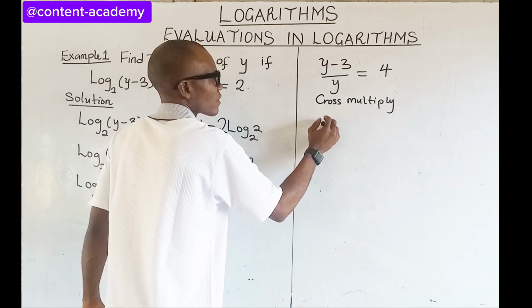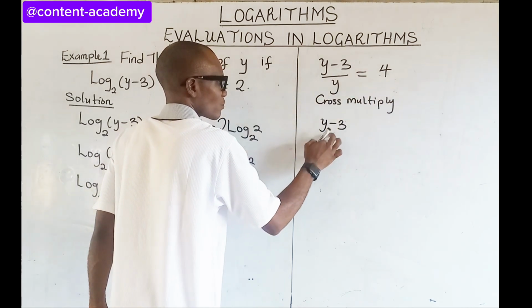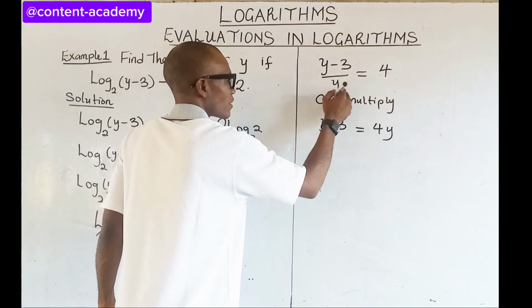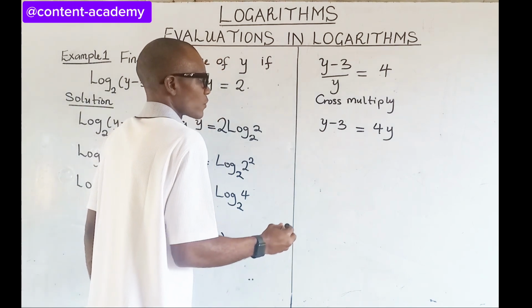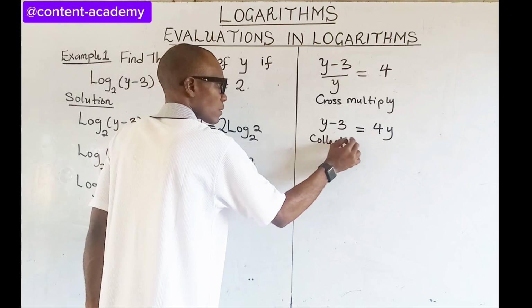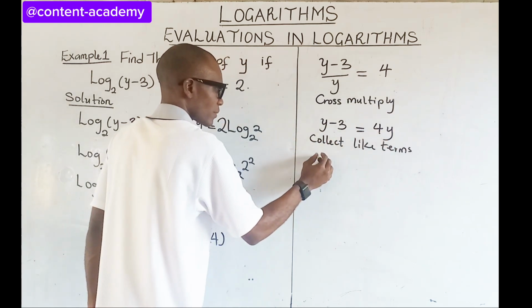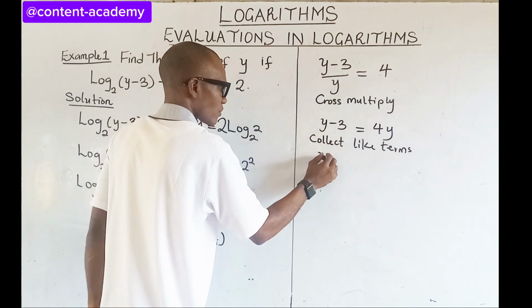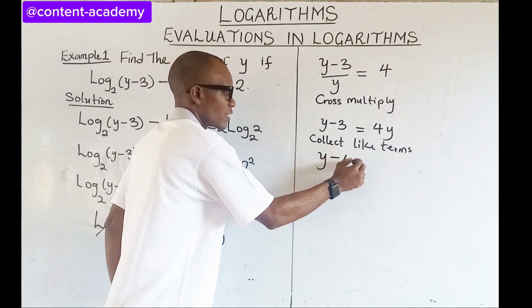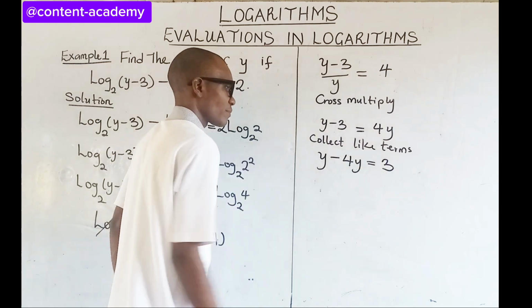So we have y minus 3 multiplied by 1, which is the same thing, and 4y. If this multiply this, you have 4y. So what we need to do is just to collect like terms. If we collect like terms, y here and 4y. So y, if this is coming over to this place, we have negative 4y to be equal to, if this is going over, we have 3.